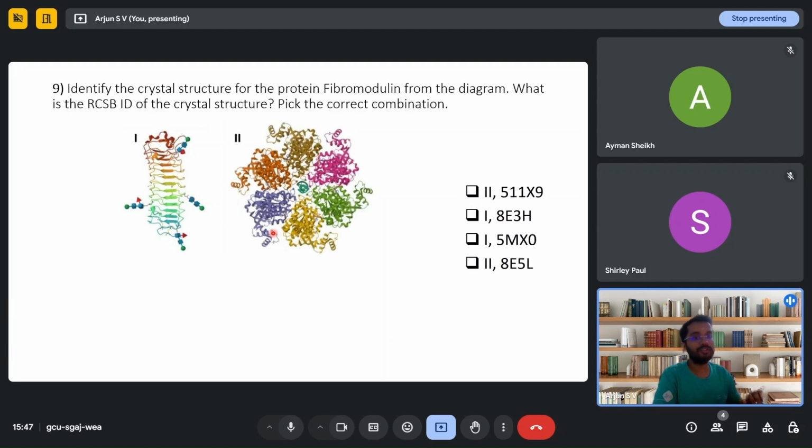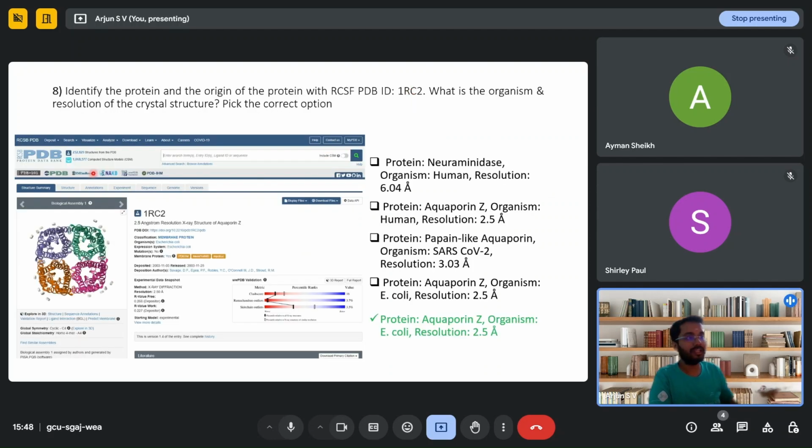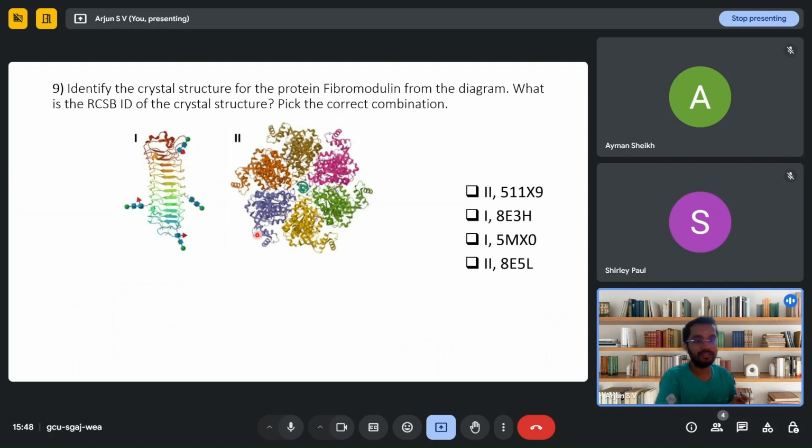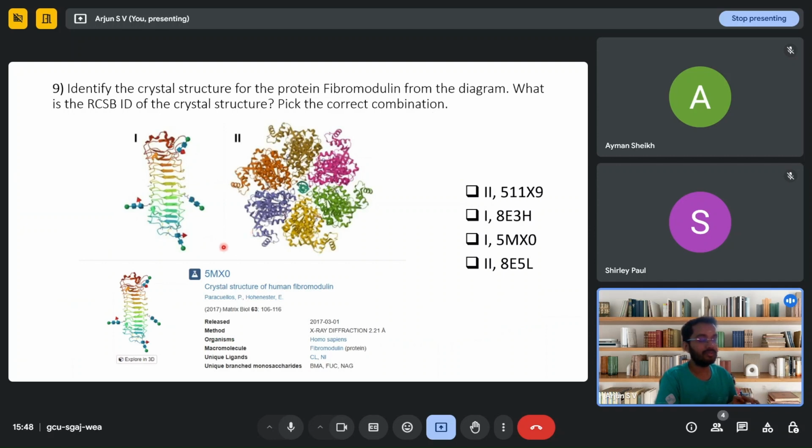So the next question is also a similar question. Identify the crystal structure for the protein fibromodulin from the diagram. What is the RCSB ID of the crystal structure? Pick the correct combination. They have given the protein fibromodulin, so you can go to the same Protein Data Bank site. In the search term, enter fibromodulin and search, and this is what you will get.